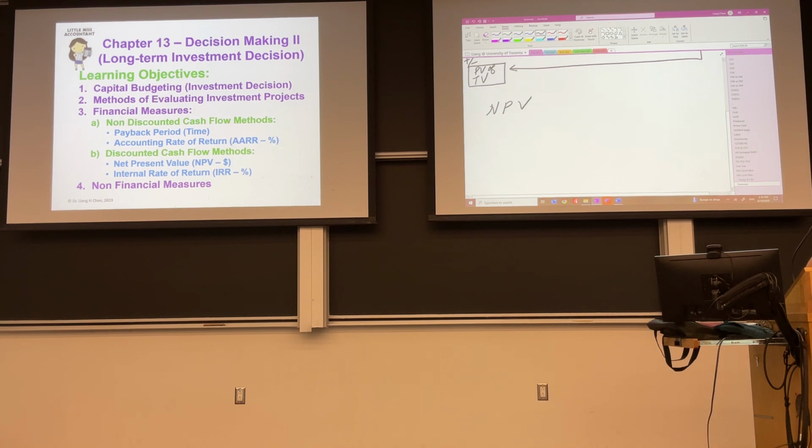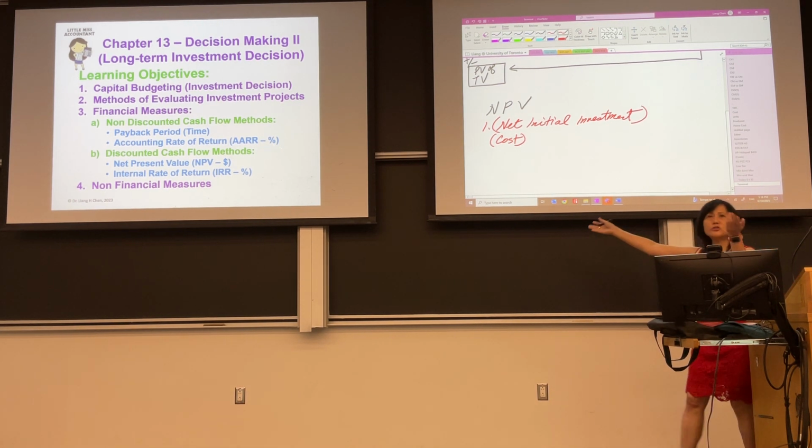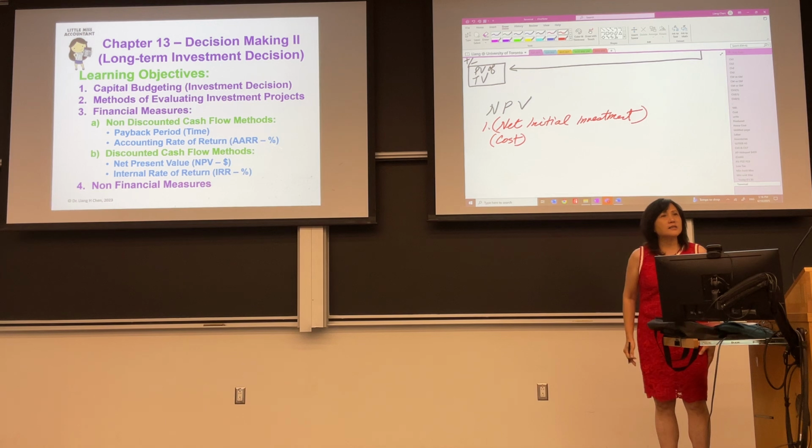Okay, so very quickly, net present value. When we do the exam, this is what you do, okay? Number 1, you tell me what's the net initial investment. This is a negative, the cost. So the first component is the cost of investment. You want to buy a delivery truck, how much does it cost? $100,000? Okay, so that's negative.